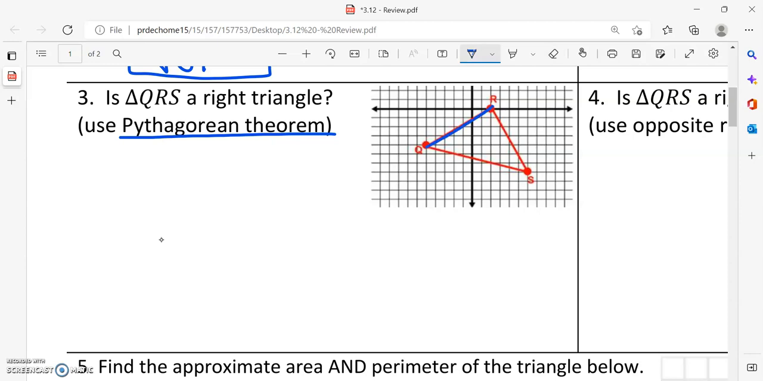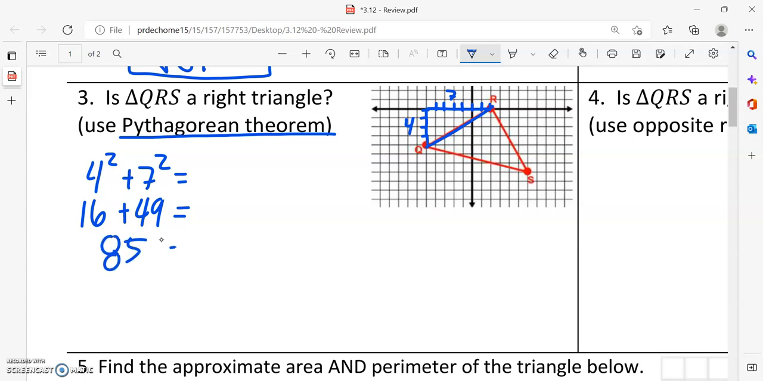So I'll do this first one from R to Q. Actually, let's draw it first. So we're going up 1, 2, 3, 4 up, and 1, 2, 3, 4, 5, 6, 7 over. So we get 4 squared plus 7 squared. 4 squared is 16, 7 squared is 49. 49 plus 16 is equal to 85. And that's equal to c squared, right? And so we square root both sides. So we get square root of 85 as our first side.